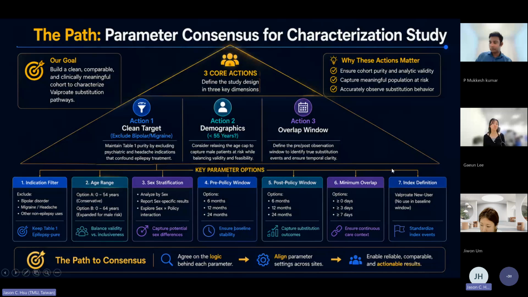So achieving consensus on these parameters across all APAC sites is absolutely vital, critical to ensure cross-border comparability and scientific rigor. And this is our path to consensus.